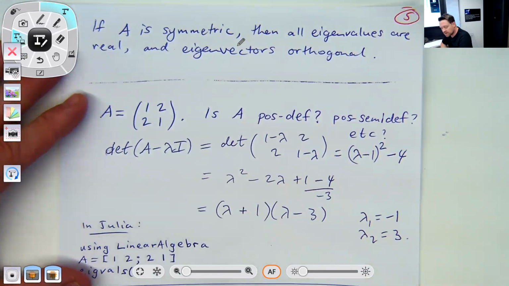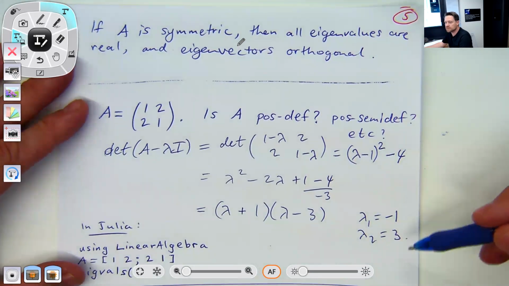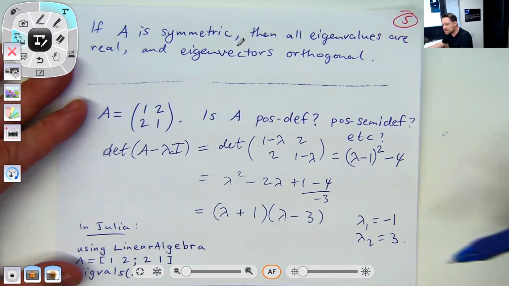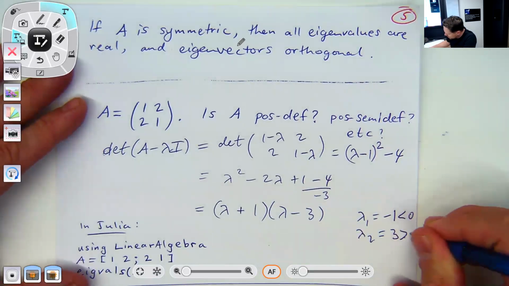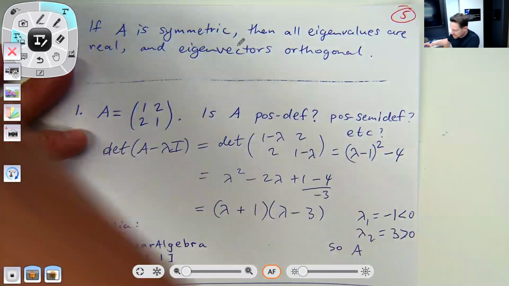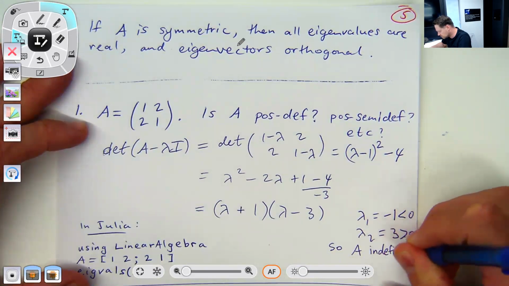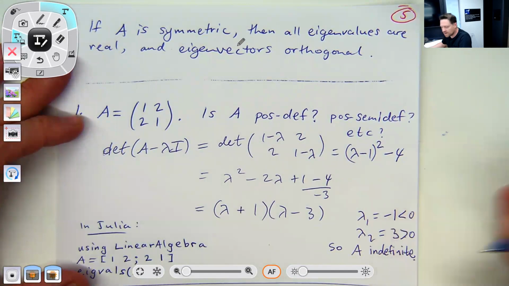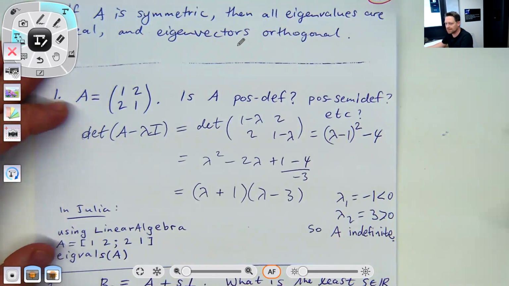All right, now remember the theorem that said if the eigenvalues have different sign, then it's indefinite. Okay, so this is negative, this is positive, so A is indefinite. All right, so therefore it's not positive definite, it's not positive semi-definite, it's not negative definite, it's not negative semi-definite, it's indefinite.